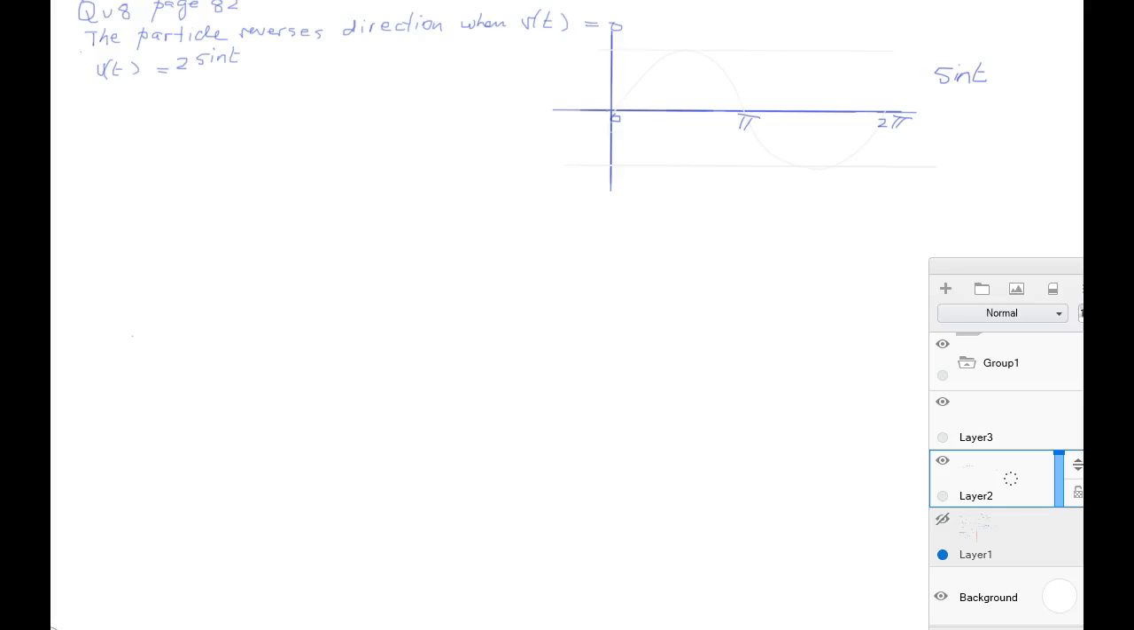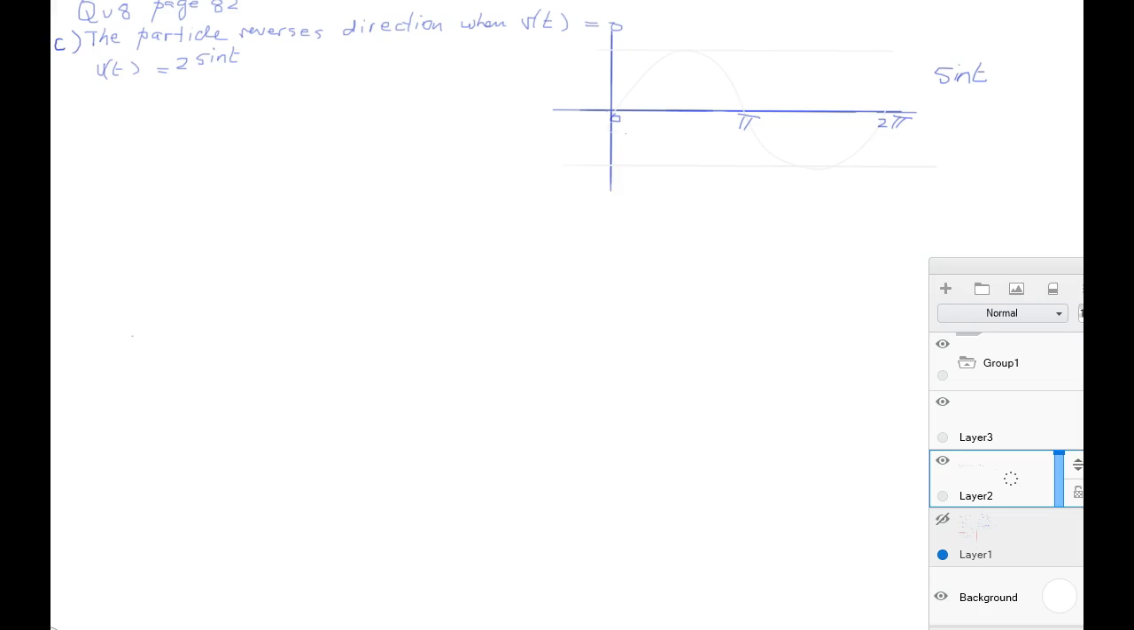So looking at part C of question 8, the question is, I've been away for a little while, so we're looking at when the particle reverses direction, and that occurs when the velocity changes. So if you think a positive velocity is to the right, a negative velocity is to the left, the only way to change direction is to go from positive to negative through zero.